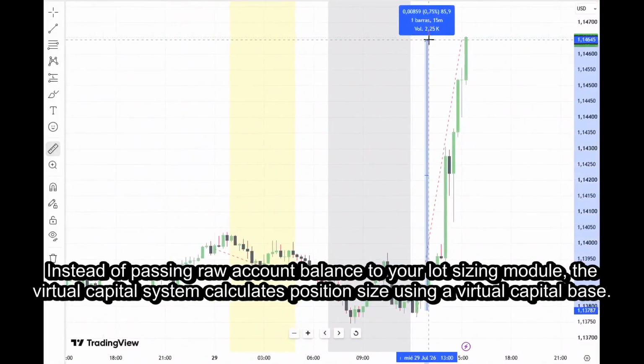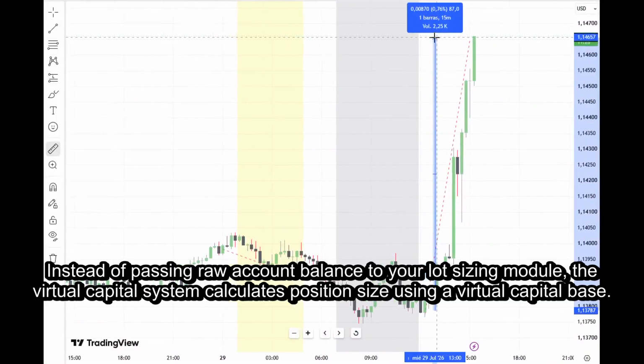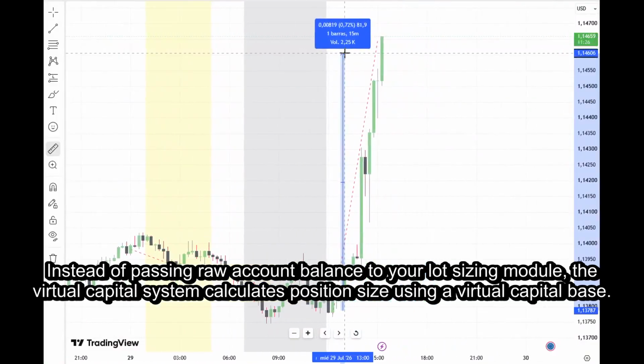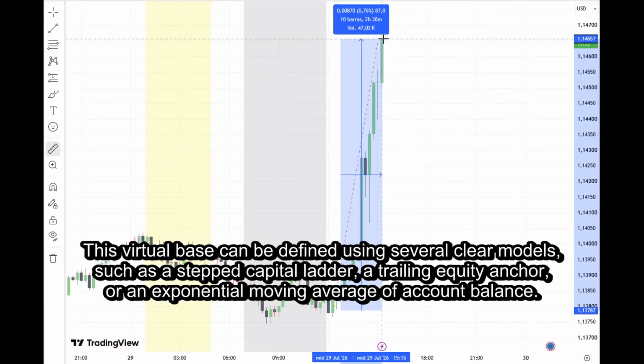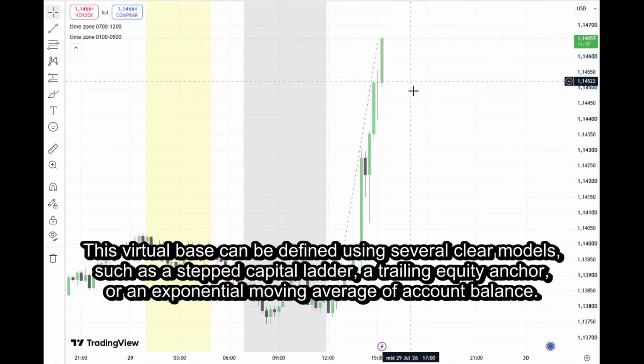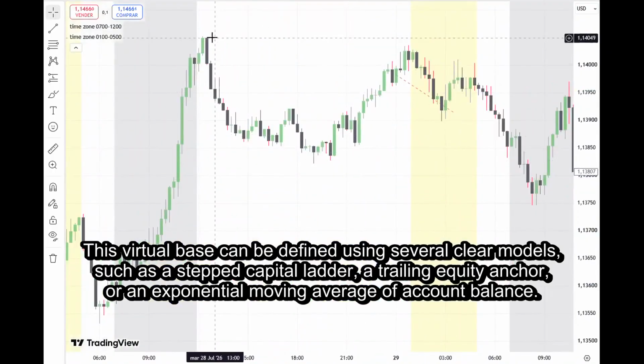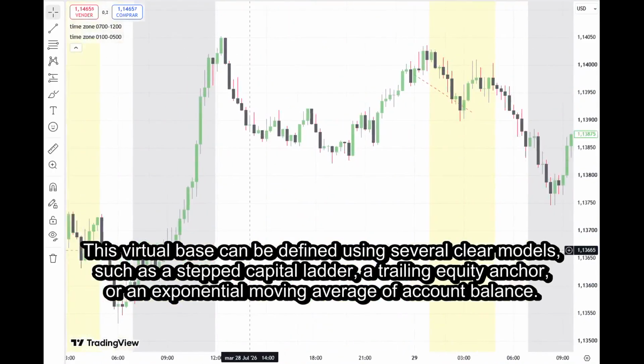Instead of passing raw account balance to your lot sizing module, the virtual capital system calculates position size using a virtual capital base. This virtual base can be defined using several clear models, such as a stepped capital ladder, a trailing equity anchor, or an exponential moving average of account balance.